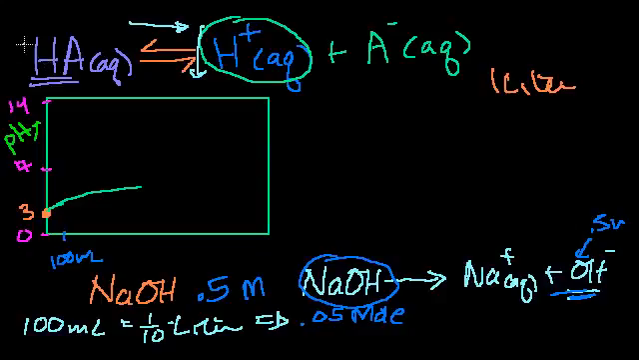So what's going to happen is the concentration of your weak acid is going to go down, because it's going to try to backfill this stuff. But every time the reaction goes in this direction, this is going to go up. Right?